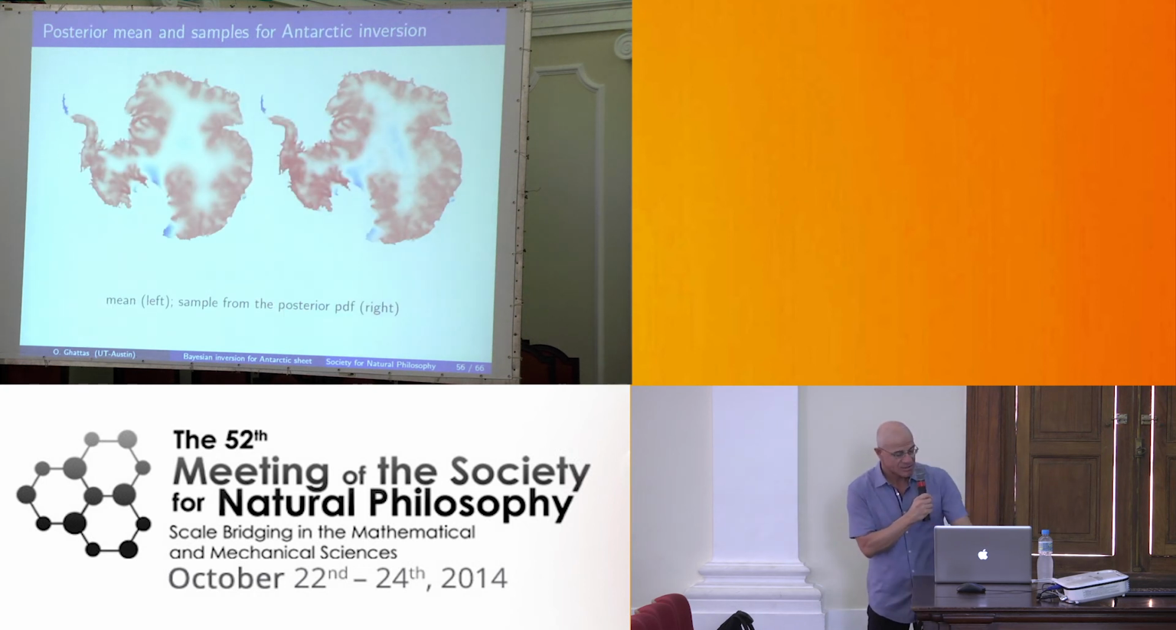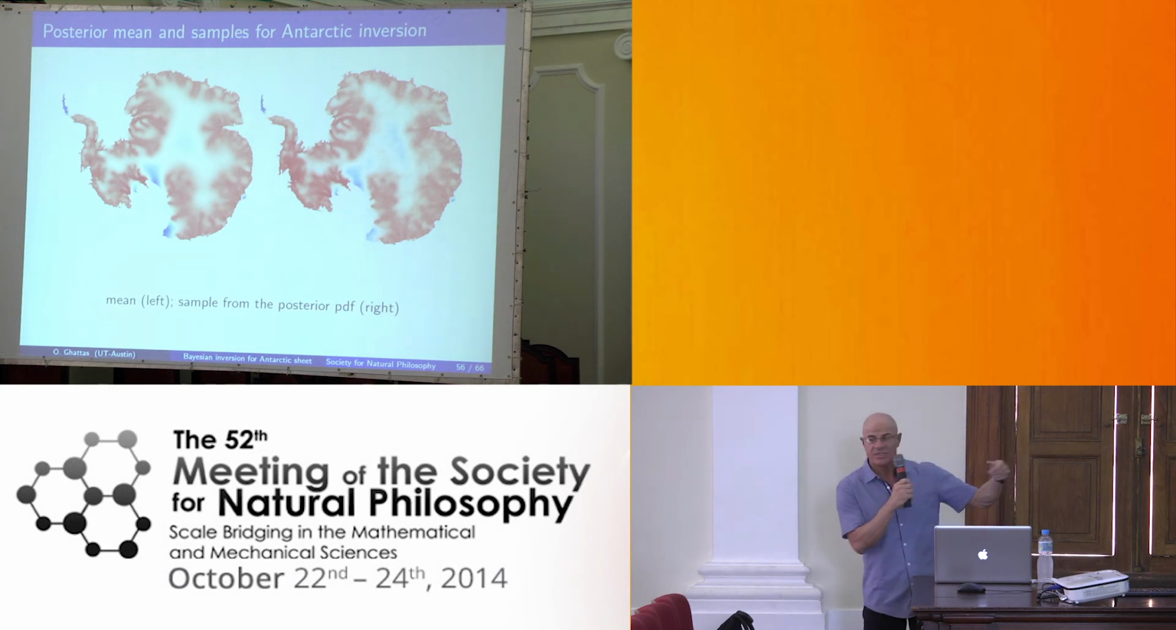So as I flip through these, these are different samples from the posterior. What's shown on the right are the samples from the posterior, and the left is the mean. The samples from the posterior show large variance in the interior, where there's larger uncertainty. And the variability from one sample to the other in the regions where you have fast-flowing ice and large contrast in surface velocity, the variance is much lower.